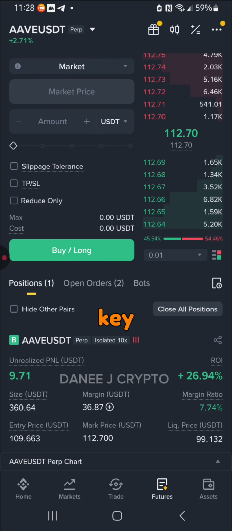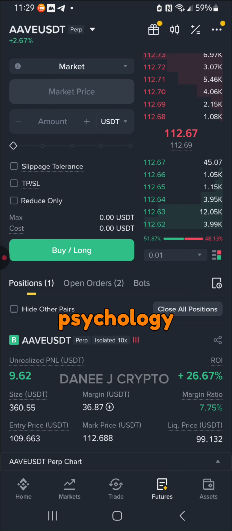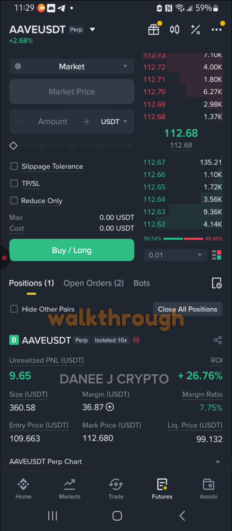So one of the key things I'm going to show you is how to use a simple strategy that is absolutely free to go about making money on Binance. Likewise, how to also use a simple psychology and how to maintain a good leverage to go about making decent money on Binance. This is going to be a walkthrough tutorial on how to do Binance derivative or Binance futures in general.